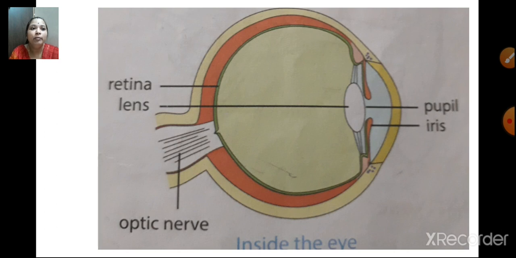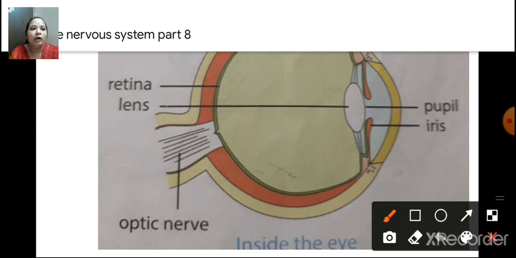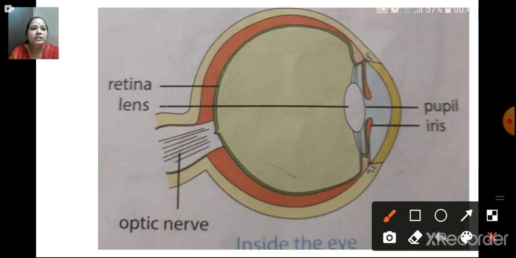Now, behind the pupil is the lens. How does the lens work? If we know the lens of the camera, how does it work? It helps in focusing the image. In the same way, the lens in the eye helps in focusing the image.